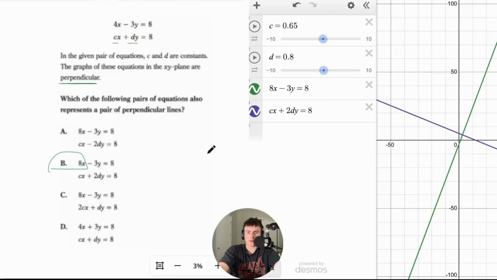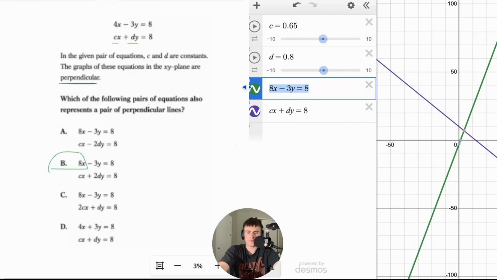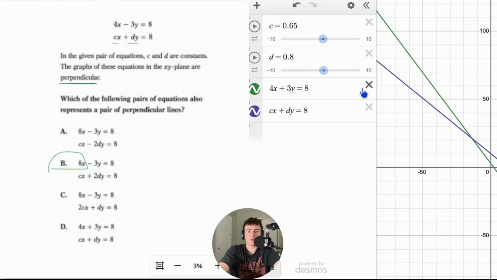Now let me just show you the other ones, what they look like. D is 2cx plus dy equals 8. That's not even close. D is this, and then this 4x plus 3y equals 8. That is terrible as well. So the answer is just B because they're 90-degree angles, which are perpendicular lines.